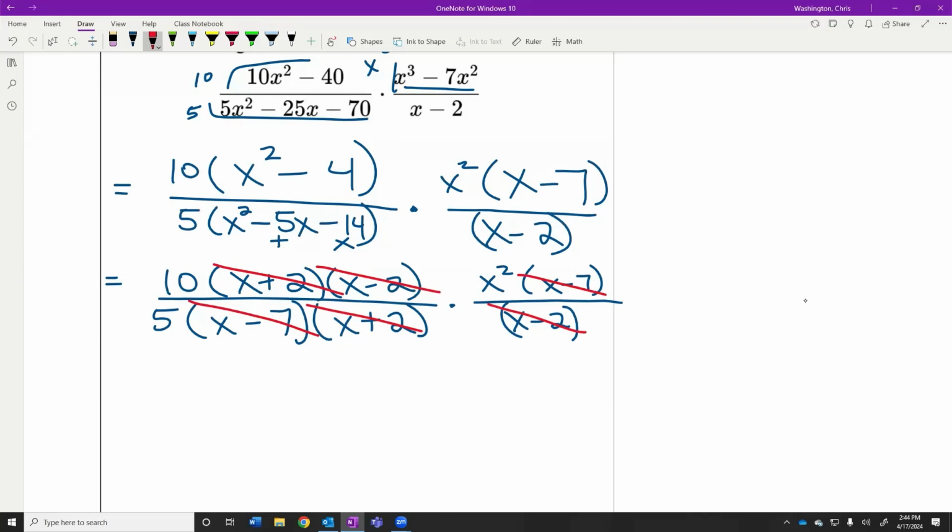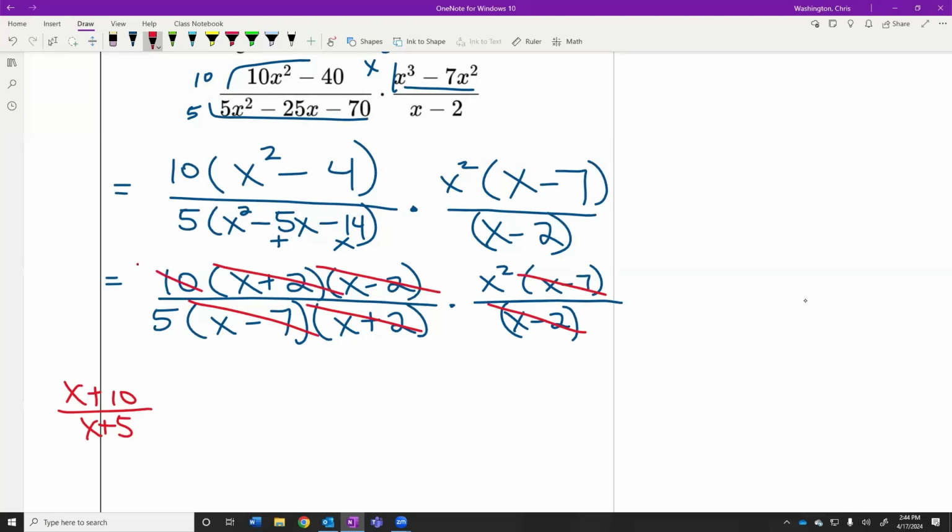10 over 5, can we simplify the 10 over 5? Yes, because it is being multiplied. If it was being added, if it was like x plus 10 on top and x plus 5 on bottom, no, you can't simplify that at all. But because it's 10 times, we can simplify this.